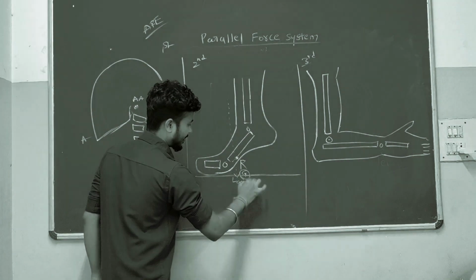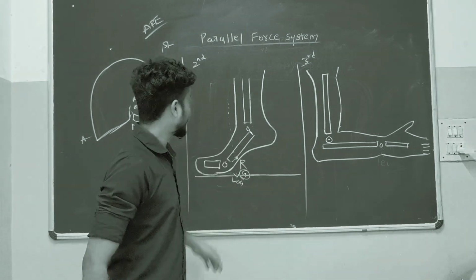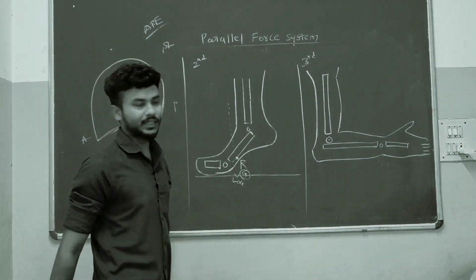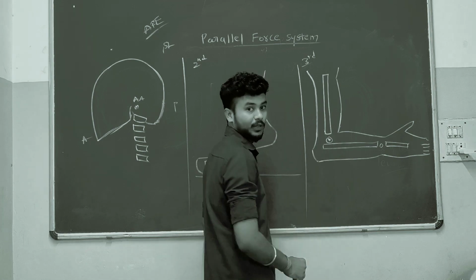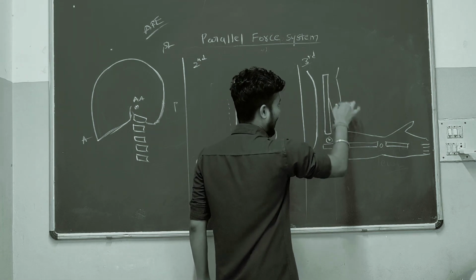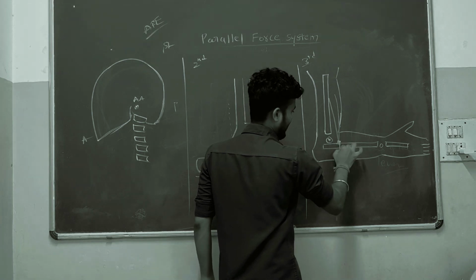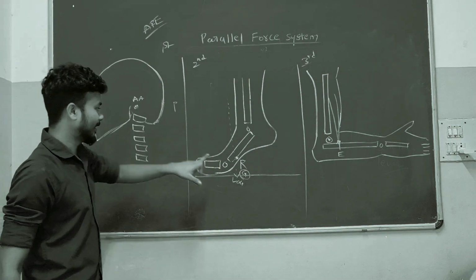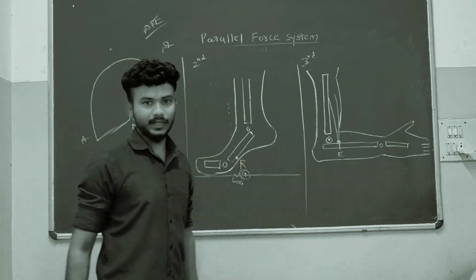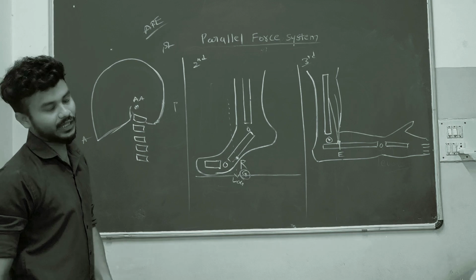That is gravity resistance. And for the third one, E should be in the middle. So suppose the elbow is the axis, here we will have the biceps muscle insertion. This insertion is nothing but acting as the effort. So, ARE.